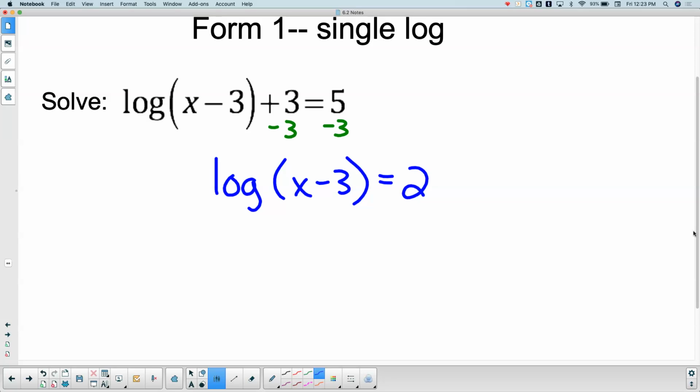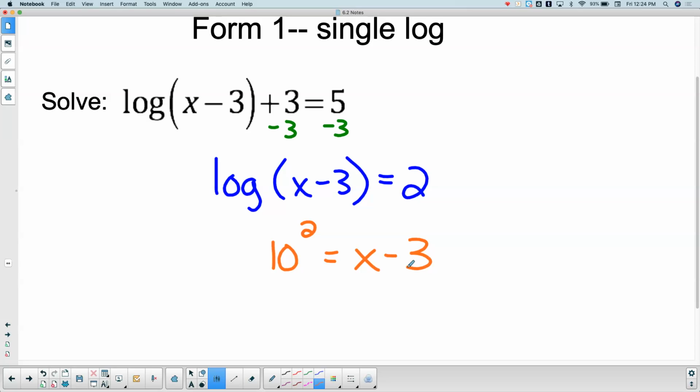See who was paying attention. Yes, the base. All time 10. When the base isn't written, it's 10. Okay? So then this becomes 10 to the second power equals x minus 3.